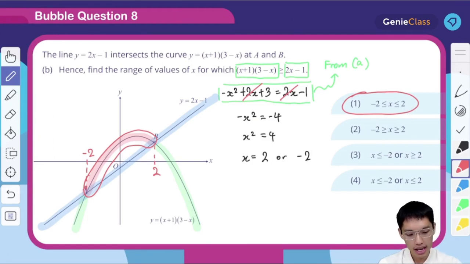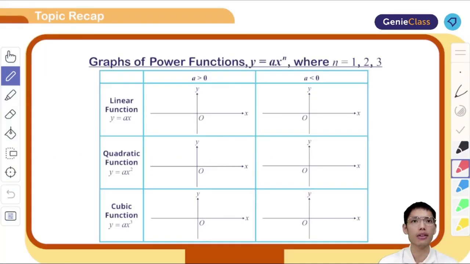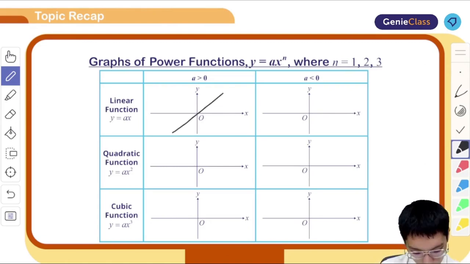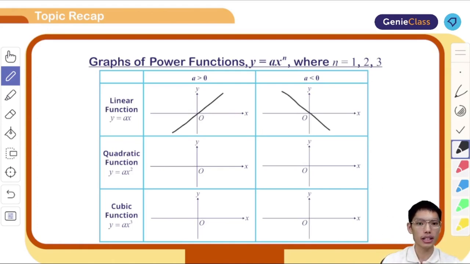Okay, now let's move on to the last one, functions and graphs, and that's where we recap all your different functions. It's hard for me to actually draw, so I'm just going to sketch it out, and hopefully you recall. If you don't recall, please write it out. Linear functions, a more than 0: this one you know is going to be upwards. The other one is going to be downwards, if a is less than 0, that means negative gradient.